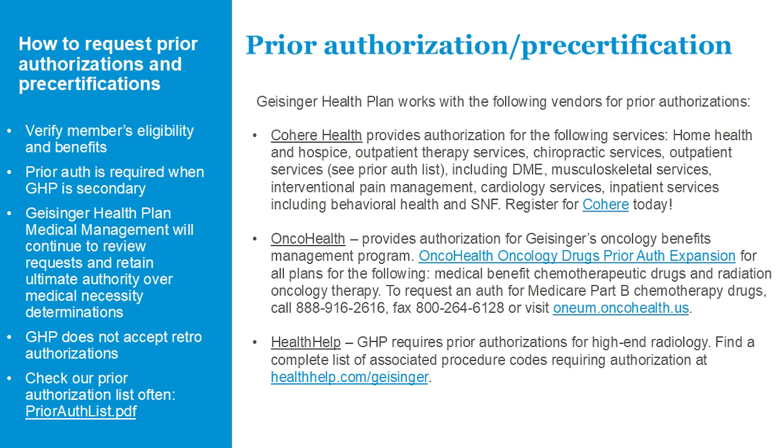Authorize the following services through Cohere: home health and hospice, outpatient therapy services, chiropractic services, outpatient services (see prior auth list, including DME), musculoskeletal services, interventional pain management, cardiology services, and inpatient services, including behavioral health and SNF. You must register for Cohere to obtain prior authorizations. Cohere provides online education to guide you through the process.